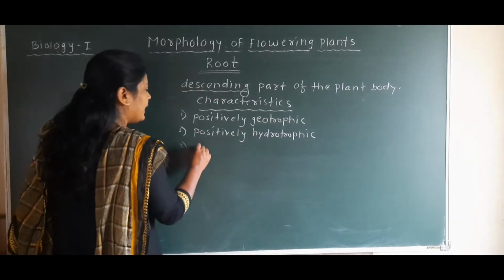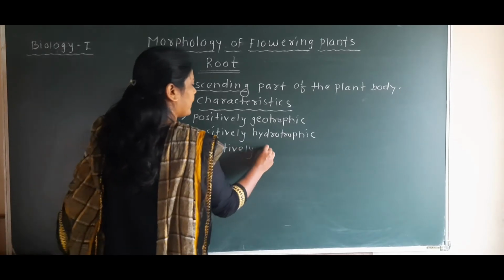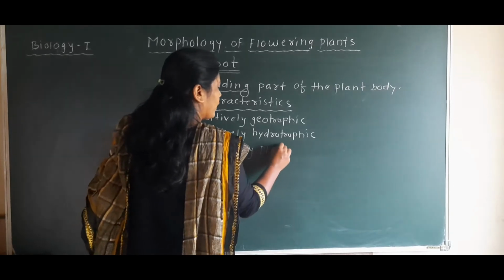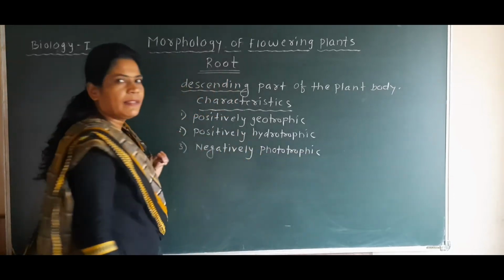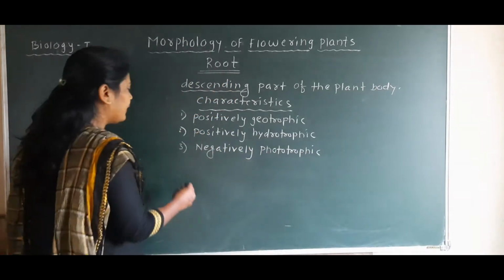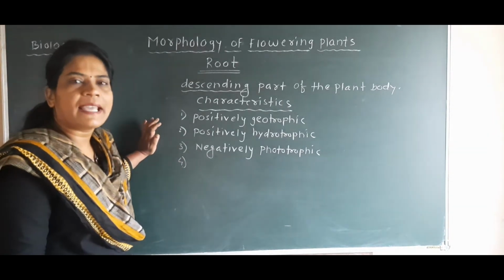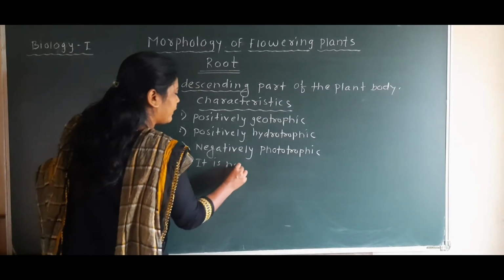Third one is that it is negatively phototropic. Photo means light. It does not go towards the light. That's why it is called negatively phototropic. Then the next characteristic is that it is non-green in color.